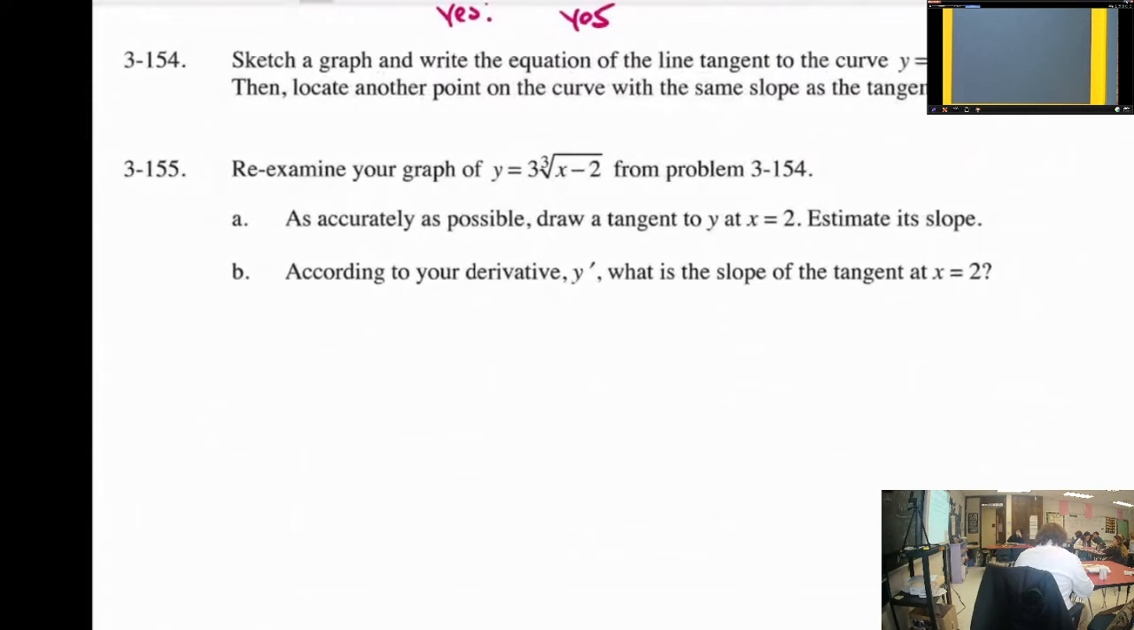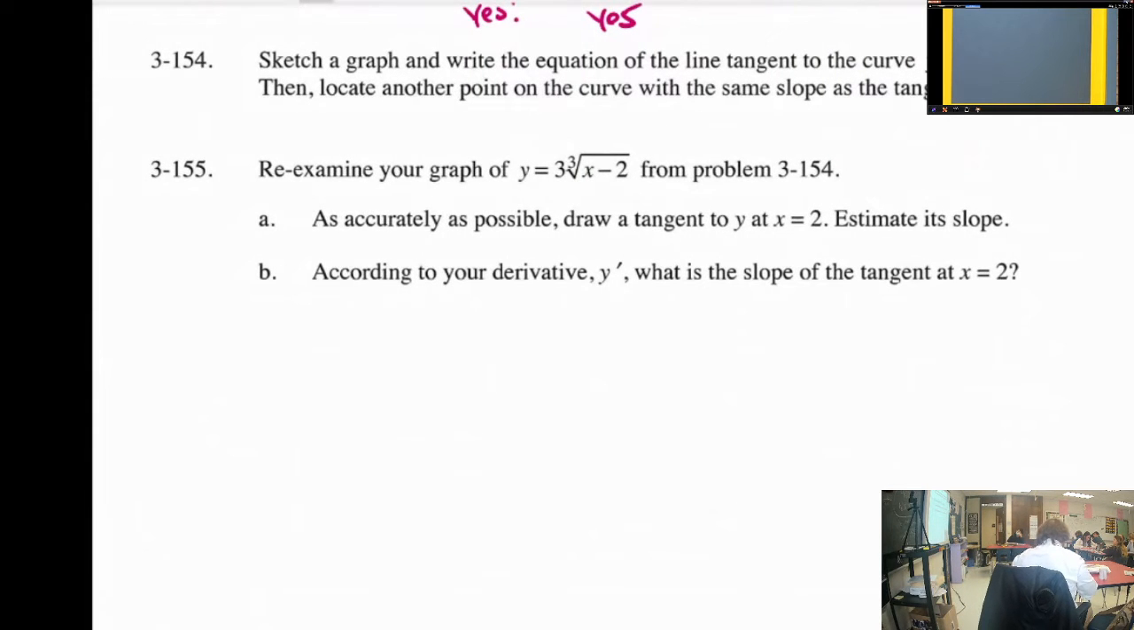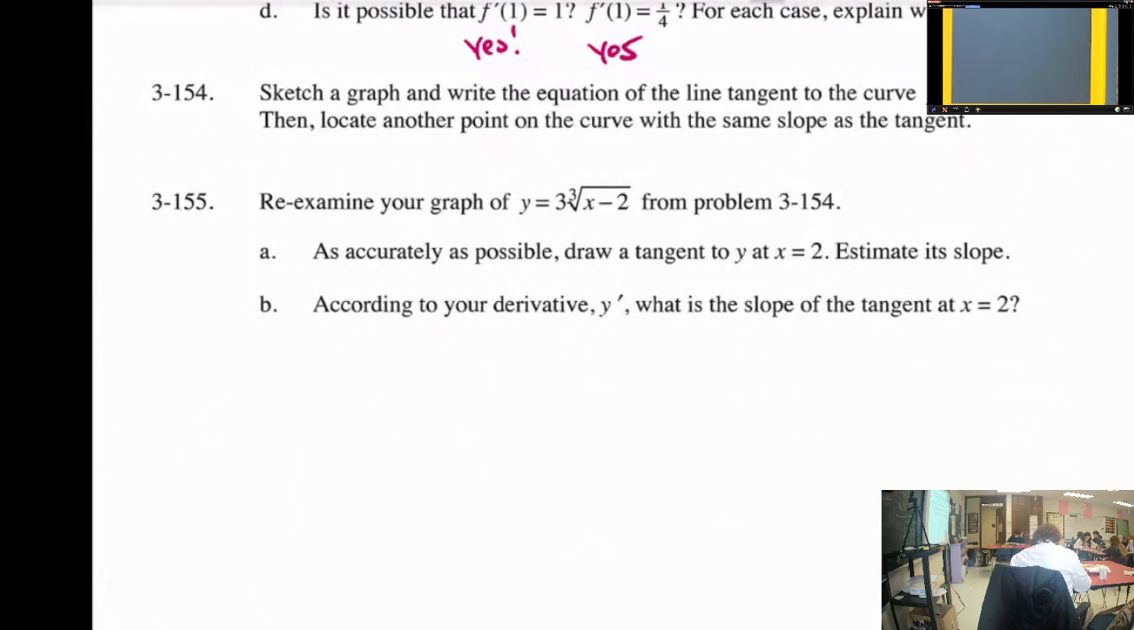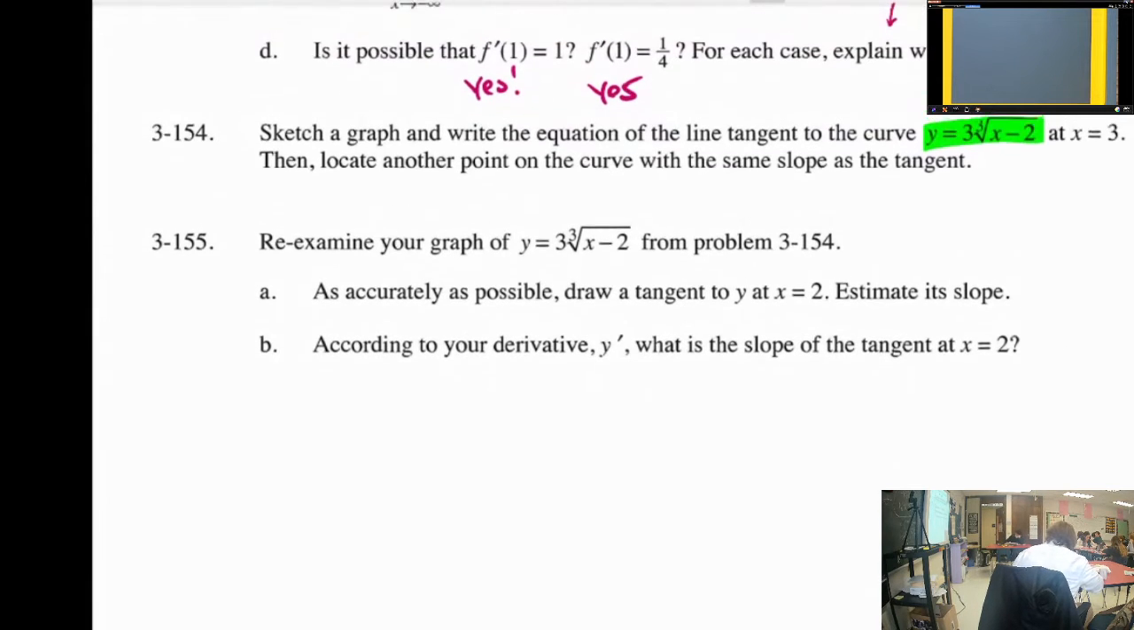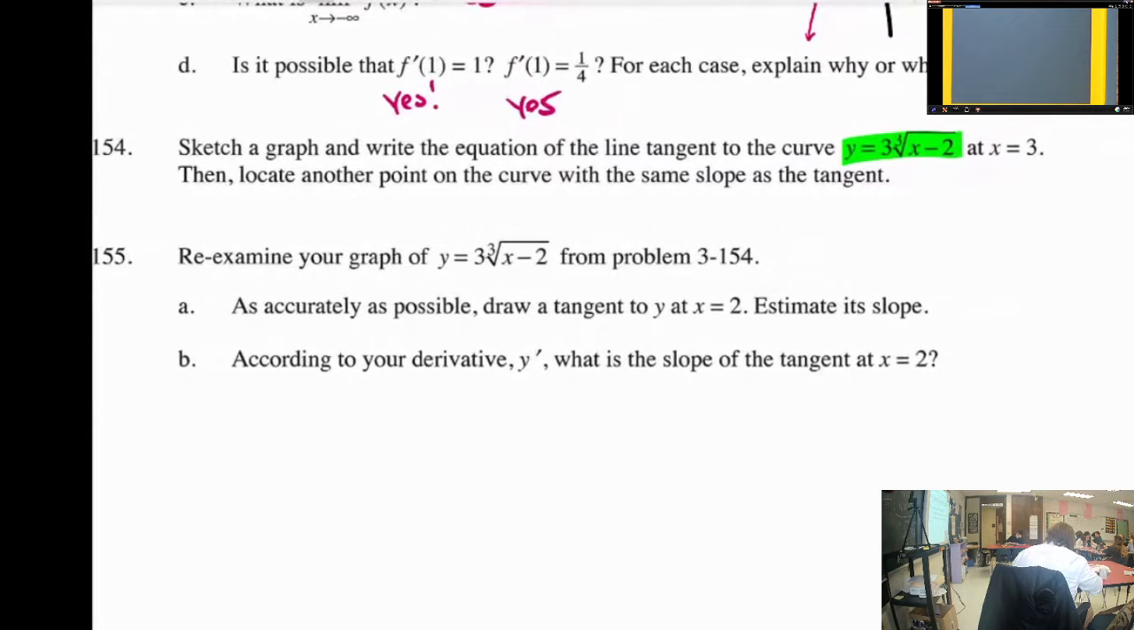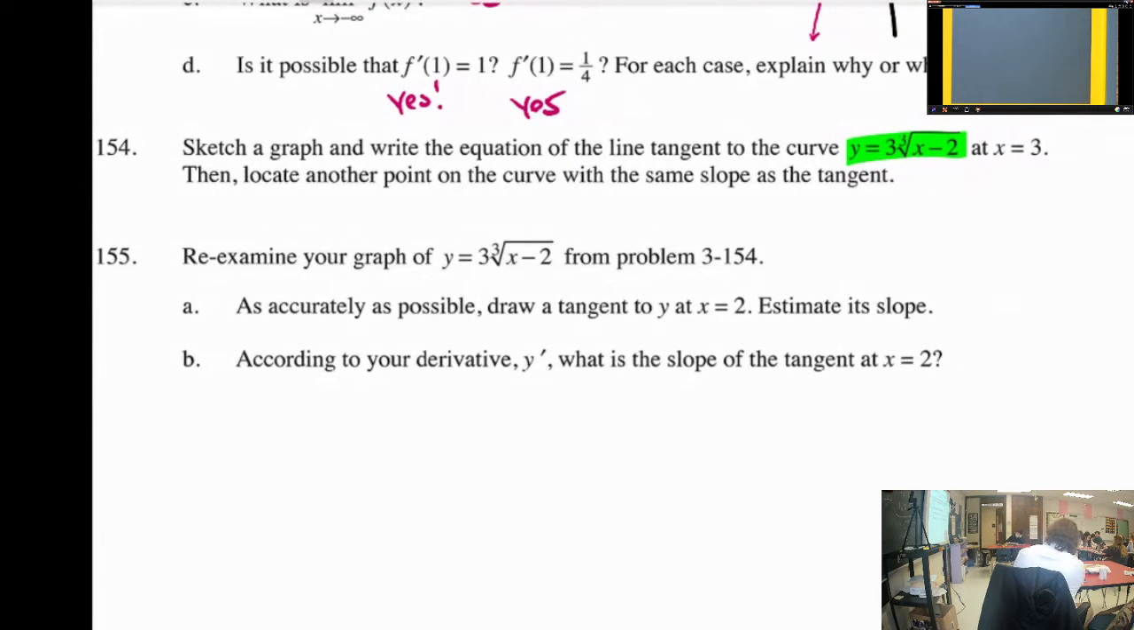All right, so we're going to sketch and graph and write the equation of the line tangent to the curve of this original y equals thing at x equals 3. Let me get out of the way of calculator cam there. And then locate another point on the curve with the same slope as the tangent. That's a lot to do in this one problem. So let's just break it down. Fortunately, the things we need to do are pretty straightforward.